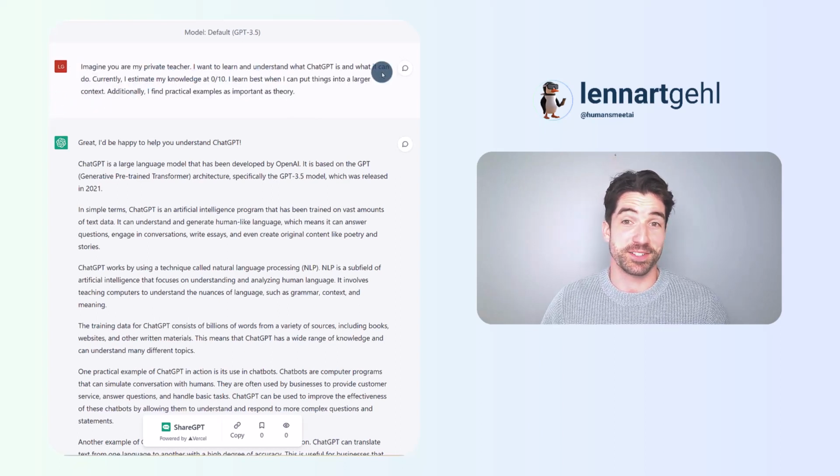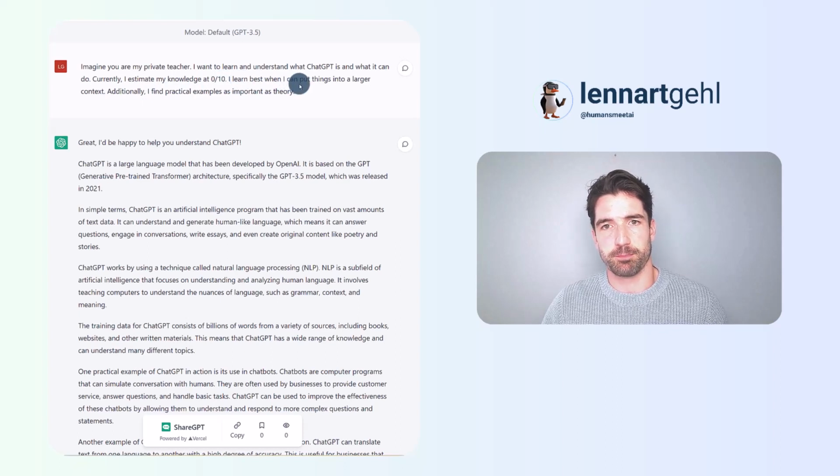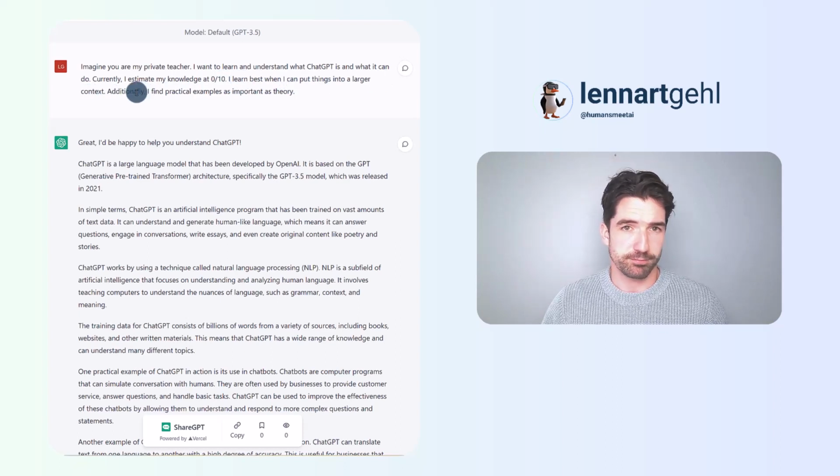I want to learn and understand what ChatGPT is and what it can do. Currently, I estimate my own knowledge at 0 out of 10. I learn best when I can put things into a larger context. Additionally, I find practical examples as important as theory.